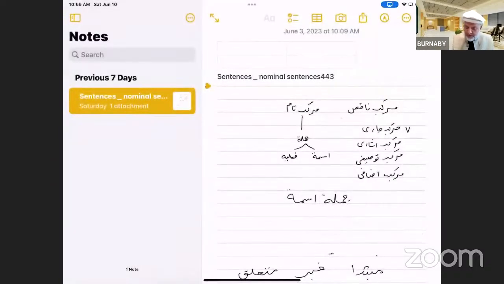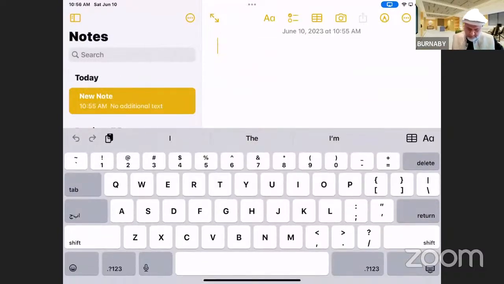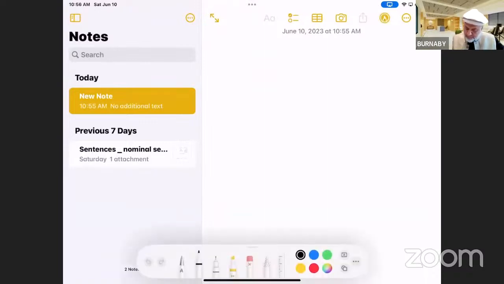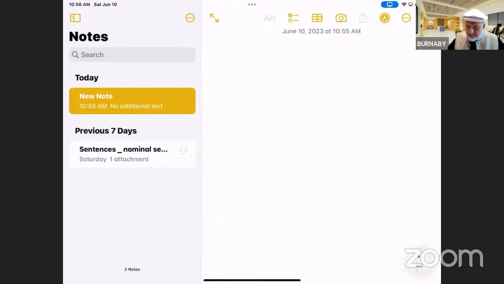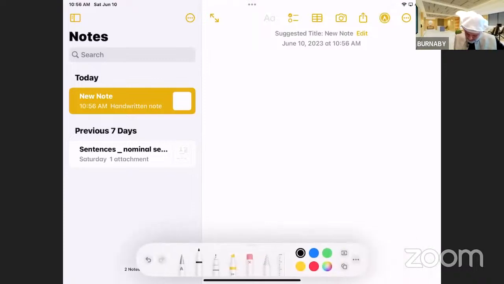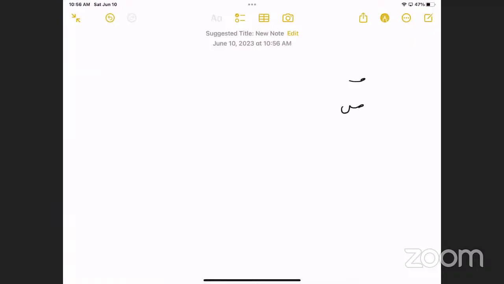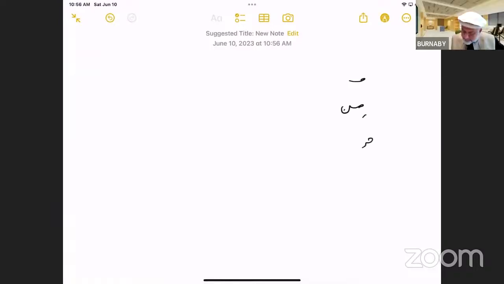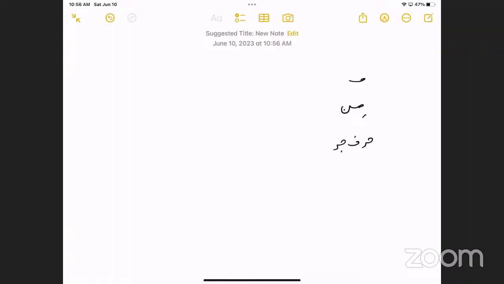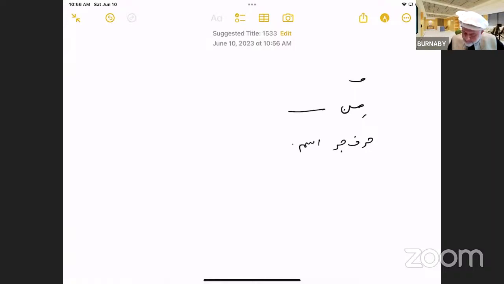Okay. So let's try a new note. And my pencil. Okay. So we said that there is a harf-e jar. Can you see the thing now? Let's say min. Yes. So min is a harf-e jar. Agree? Yes. So we know that after that is supposed to have ism majrur.